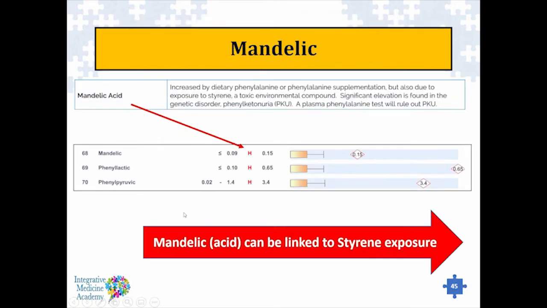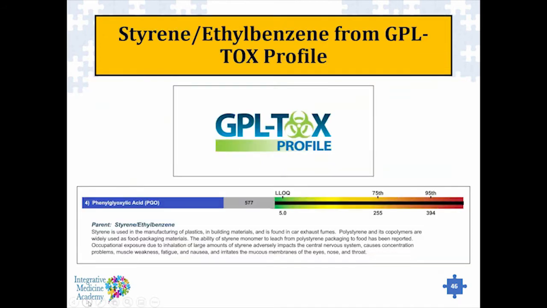Another marker that you see from time to time is mandelic. Now again, it could be linked to taking phenylalanine as a supplement, or if it's really high, it might be linked to phenylketonuria, to the PKU, which is going to be more of an issue in a child. But there's another reason that mandelic can be high, and that is that it's been shown to be linked to styrene exposure.